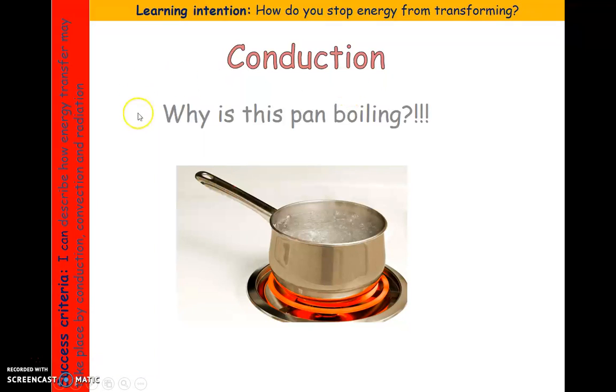Okay, so conduction. Think about in your groups or by yourself, why is this pan boiling? Why is the water boiling? The water is inside the pan, but the pan is on this. This is an induction ring, which uses currents to make it hot. So we're going to think about conduction.